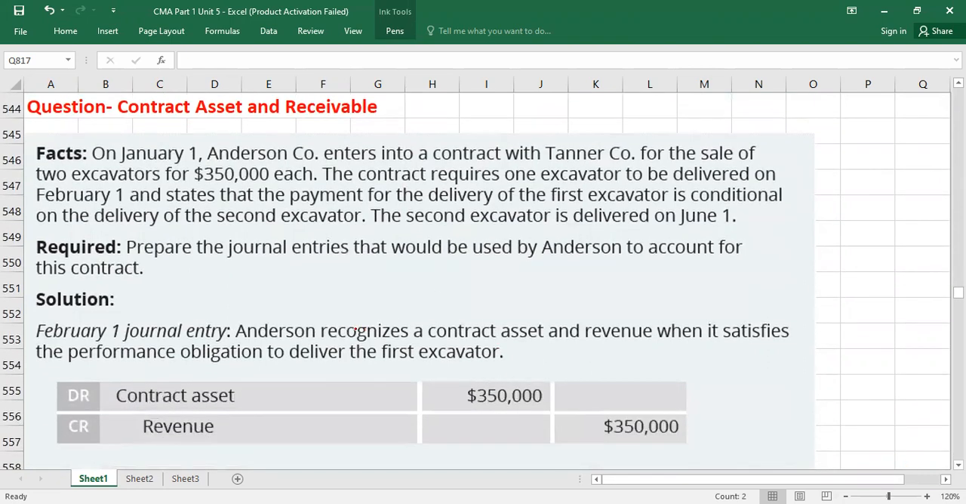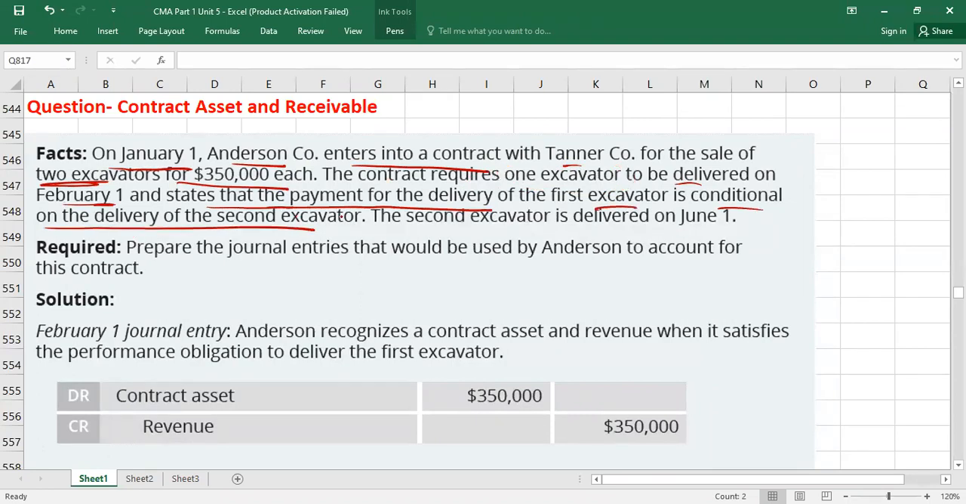So here we go. Let's have a look with the help of an example. I take your question, guys, just wait. On January 1, Anderson Company enters into a contract with T for the sale of 2 excavators. The sale price is 350,000 for each excavator. The contract requires the first excavator to be delivered on February 1 and states that payment for the delivery of the first excavator is conditional on the delivery of the second excavator.